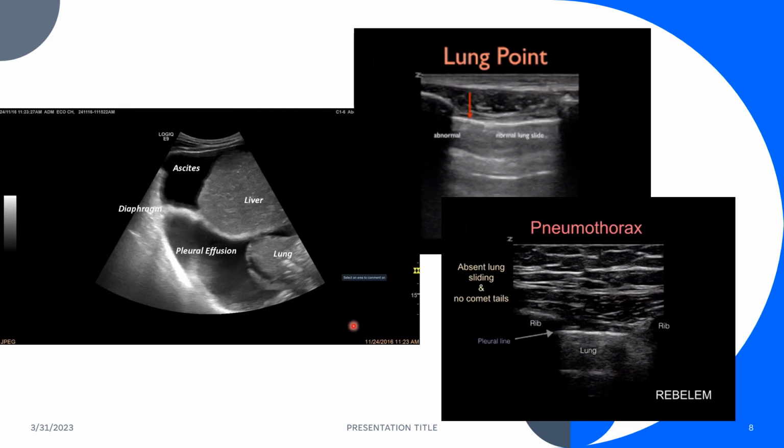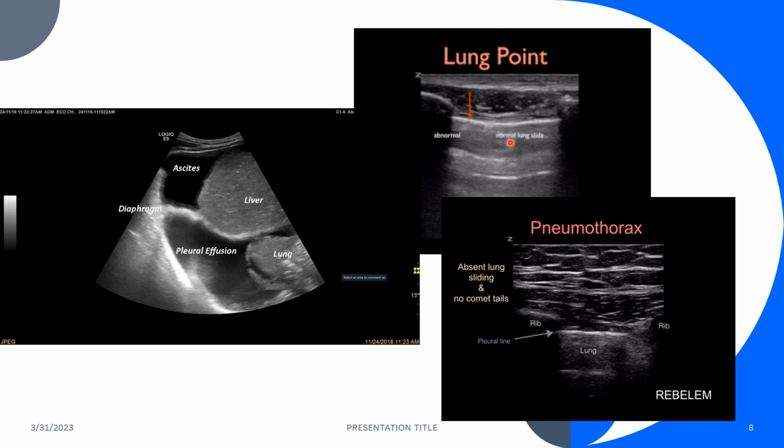Here's just an example too. Lots of times when we're looking at those phrenic areas, so here would be subphrenic, here's supraphrenic. We see the liver and ascites, or liver and some sort of fluid here. And then we see lung and a pleural effusion here with the diaphragm separating the two.